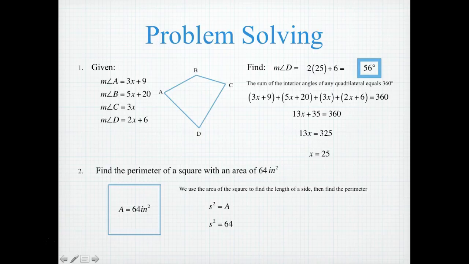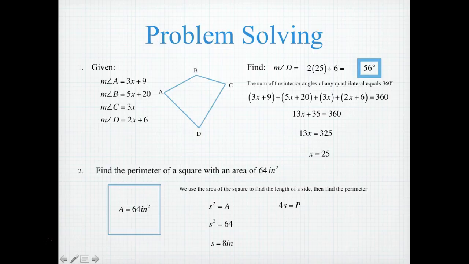So if I substitute 64, which is the given area, and take the square root of both sides, I can deduce that the side of the square is equal to 8. So if the area is 64, taking the square root gives me the length of a side. So the length of the side of the square is 8 inches.